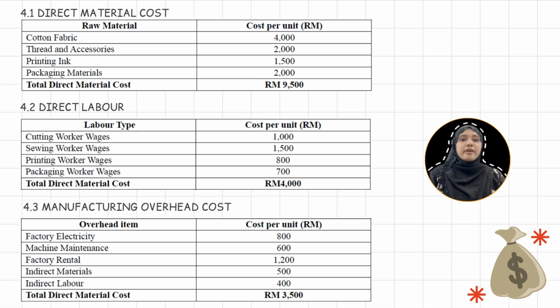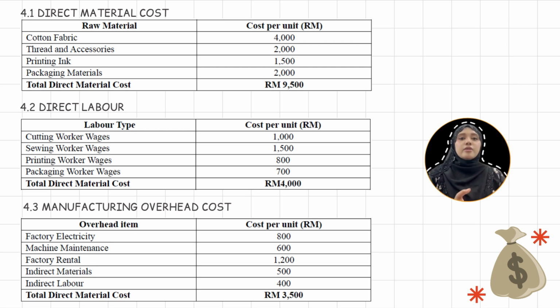Next, we have the direct labor cost, this include wages paid to workers for cutting, sewing, printing and packaging. The total direct labor cost is 4,000 ringgit. Labor costs reflect the effort required to transform raw material into finished product. By monitoring worker productivity and providing training, manager can improve efficiency and reduce unnecessary labor expenses.